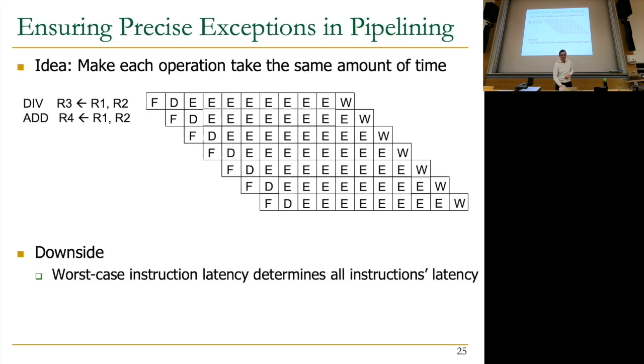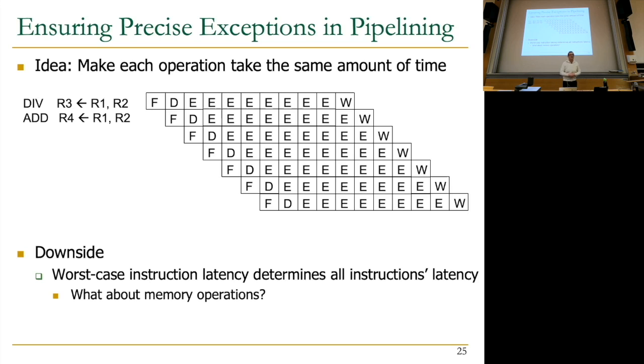It solves the precise exceptions problem because you can see that the writes are happening in order, right? The update of the architectural state is happening in order. But unfortunately, this fast instruction, add instruction, is taking as long as the slowest instruction. In fact, every instruction needs to take as long as the slowest instruction, basically. That's the problem. The worst case instruction latency determines all instructions' latency. This should really remind you of the single cycle architecture and why we actually got rid of it earlier.